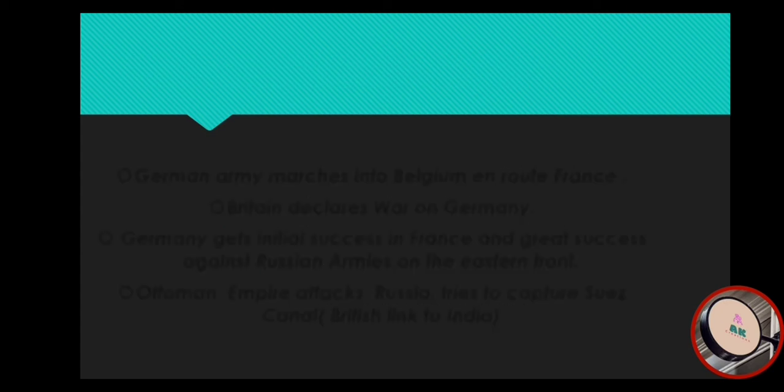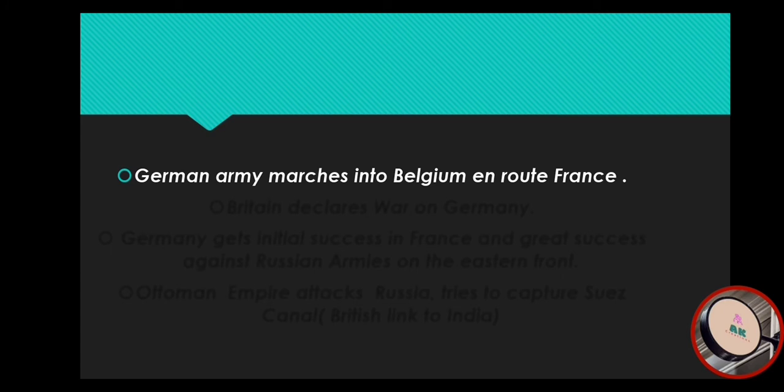Then the German army marched into Belgium en route to France. Germany was going to defeat Serbia, then found out that Russia and France were attacking them. Then they thought, I have to go through Belgium. So they changed the route and went to Belgium.